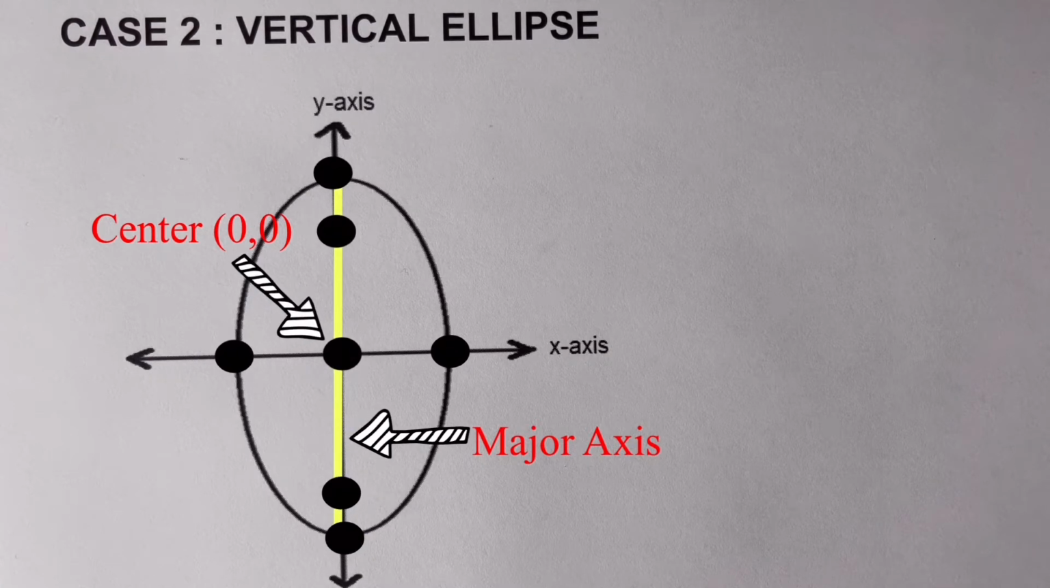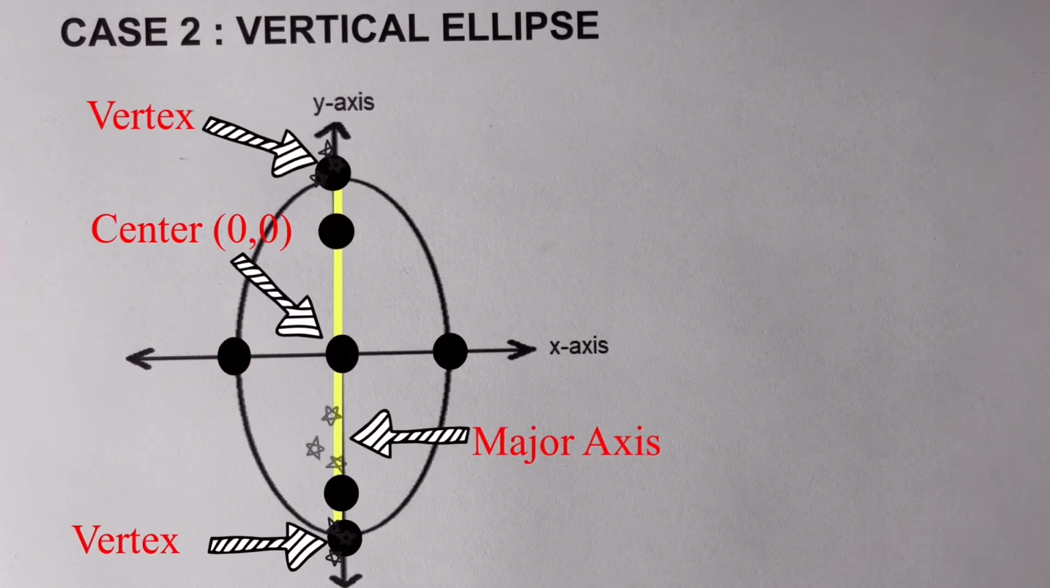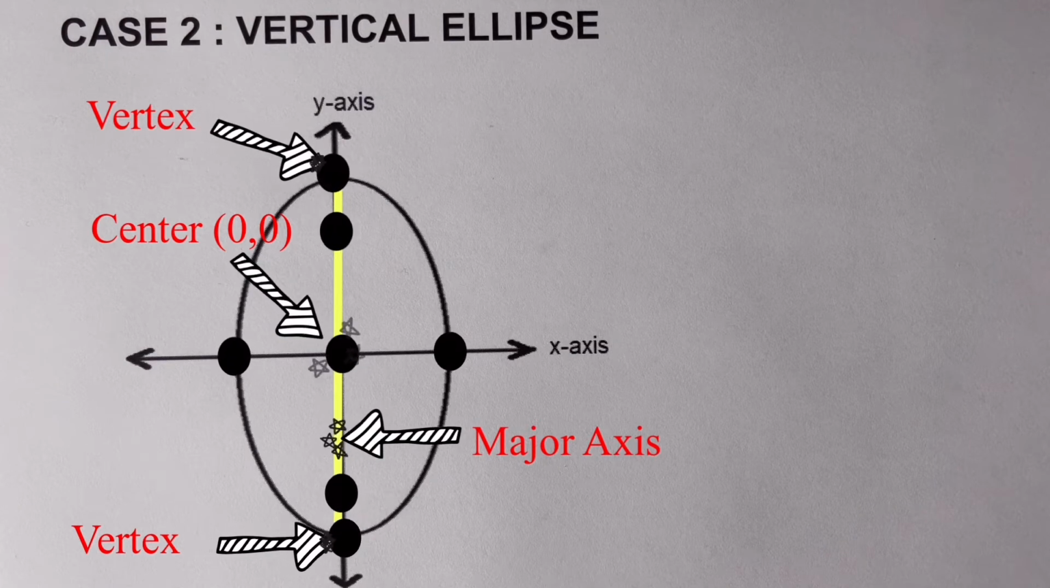We also have the parts which we call the vertex. There are two of them. We call them the two vertices.